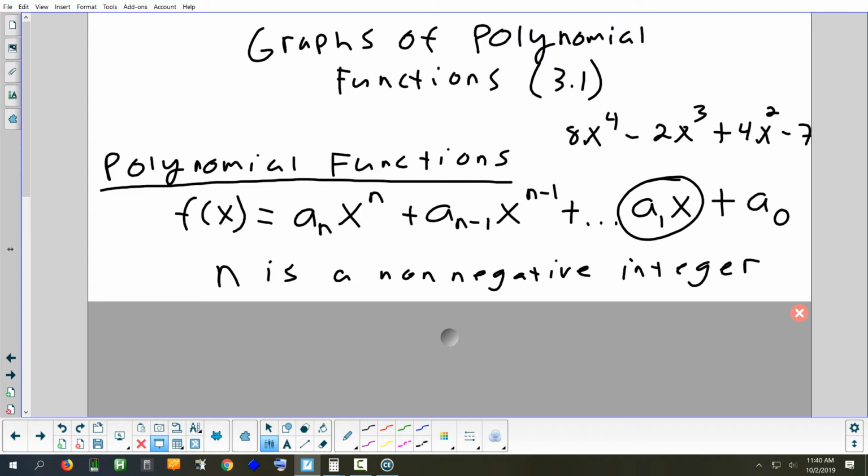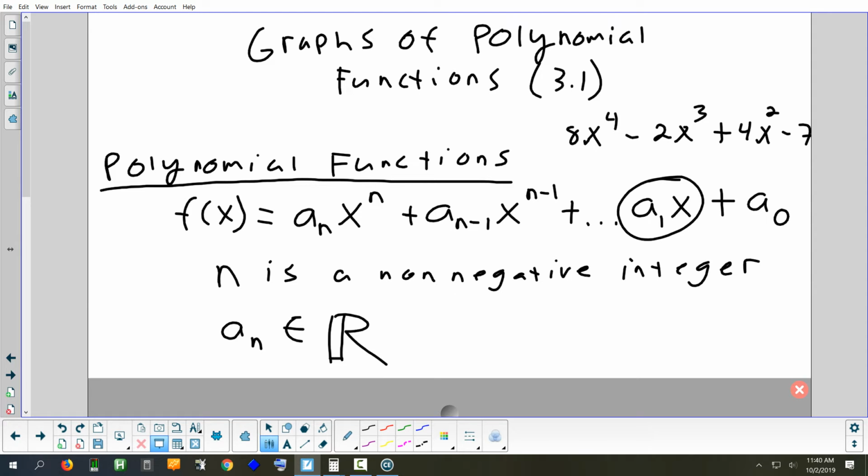And all the numbers in front of the variables, like 8, -2, 4, -7, those have to be real numbers. No imaginaries. Right, so you'd never have a polynomial with something like this. That is not a polynomial. 3i is an imaginary number. No. The numbers in front have to be real.